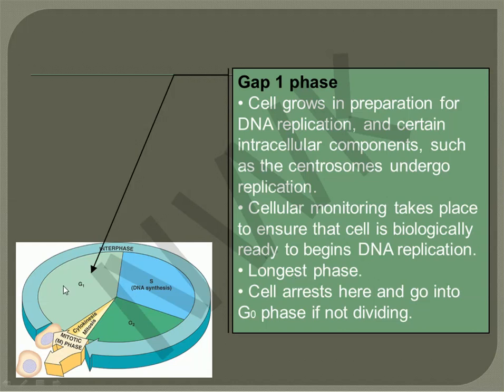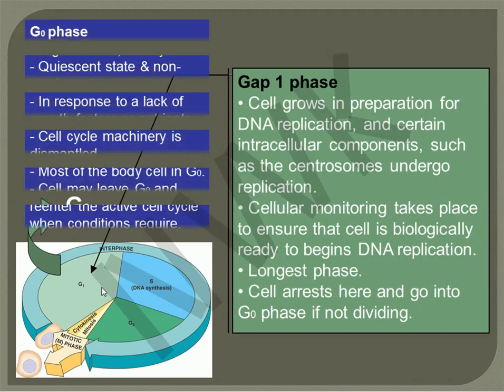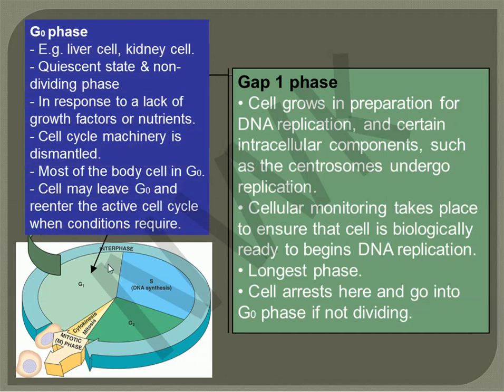Some of the cells are not yet ready for division. They will not enter G1. In fact, they will exit the cell cycle and go to the G0 phase. G0 phase is the non-dividing phase, in which the cell is still not ready for cell division. What happens in G0 phase? G0 phase is a quiet phase and a non-dividing phase. For example, the liver cells and kidney cells in our body, which are not ready for division, will be present in G0 phase.